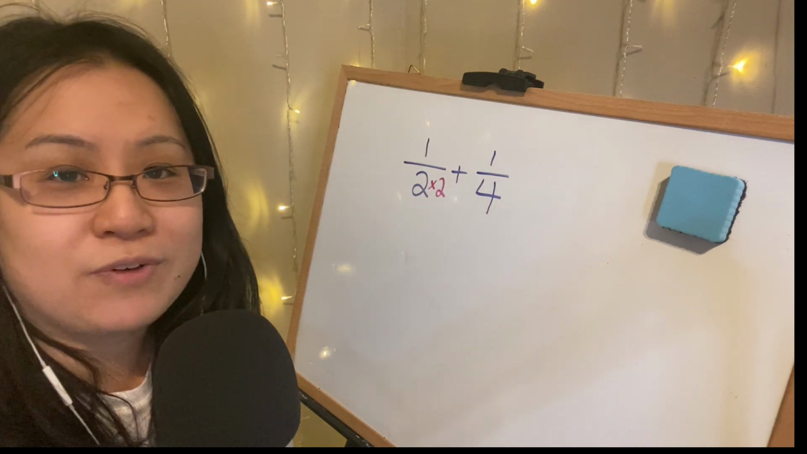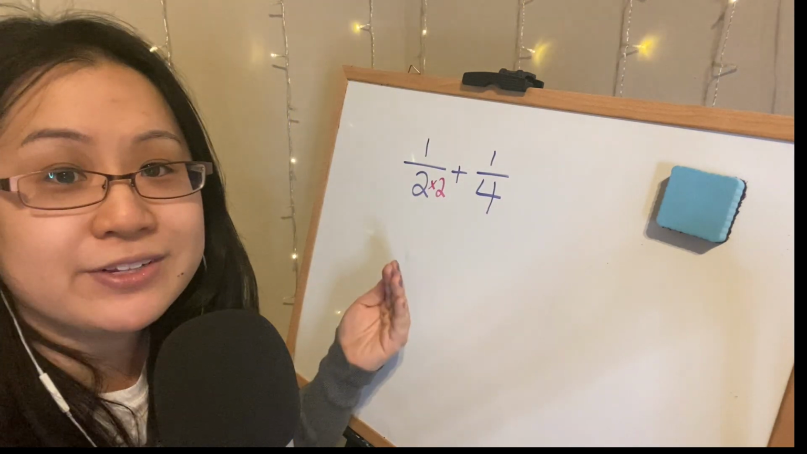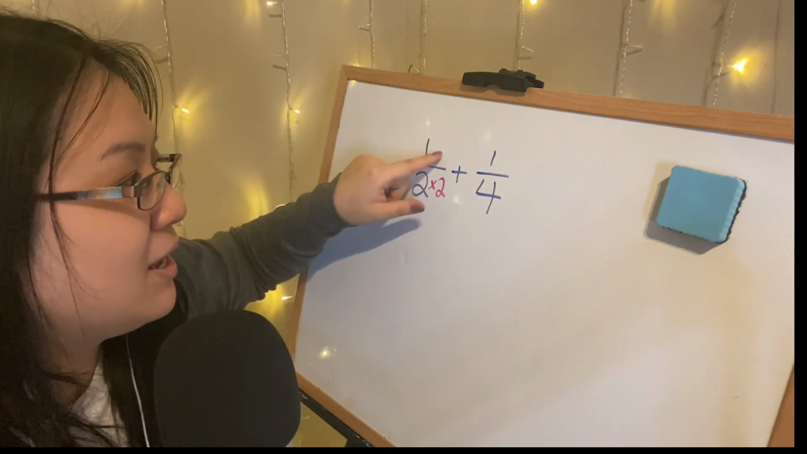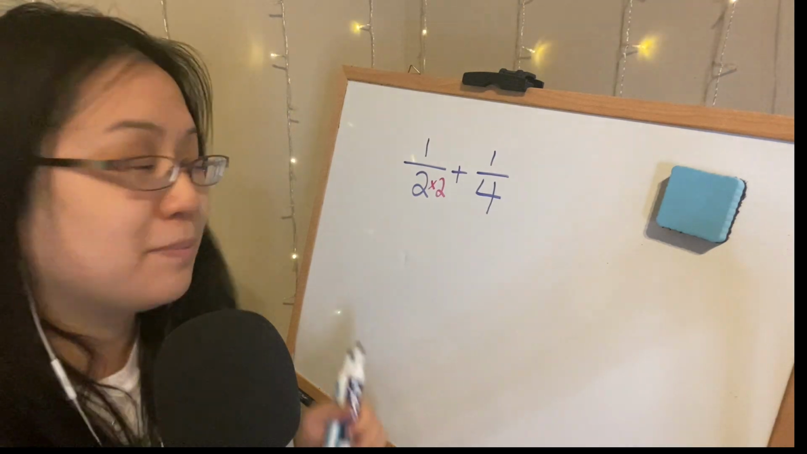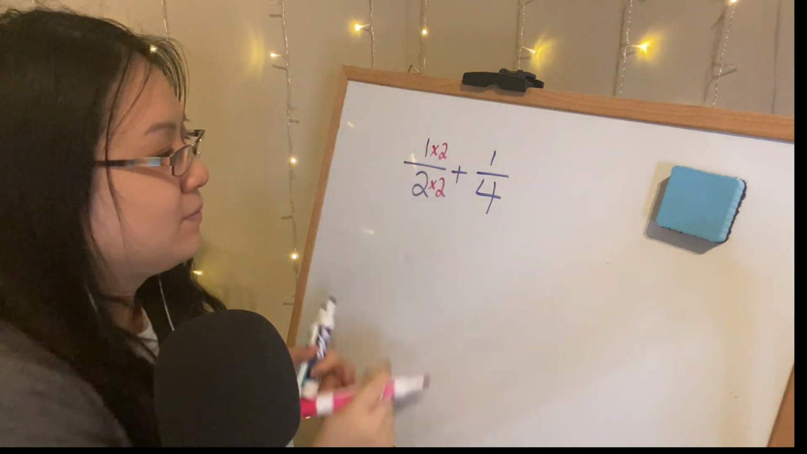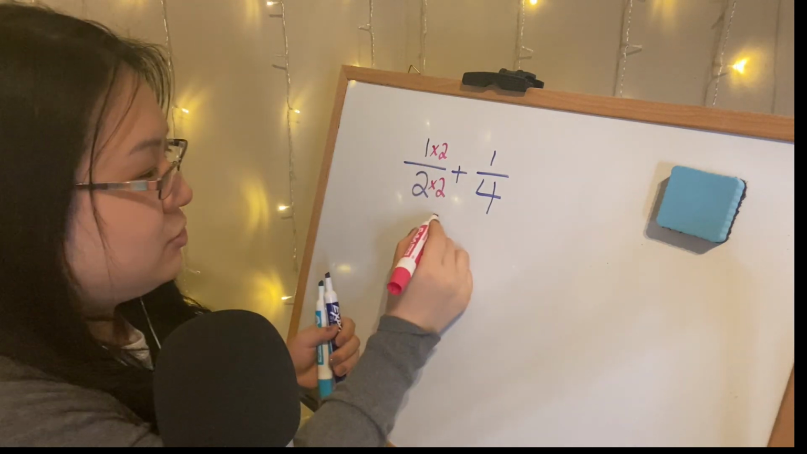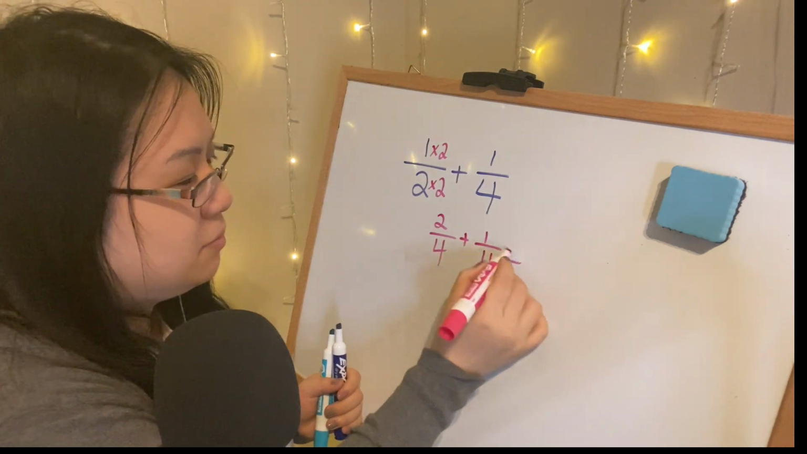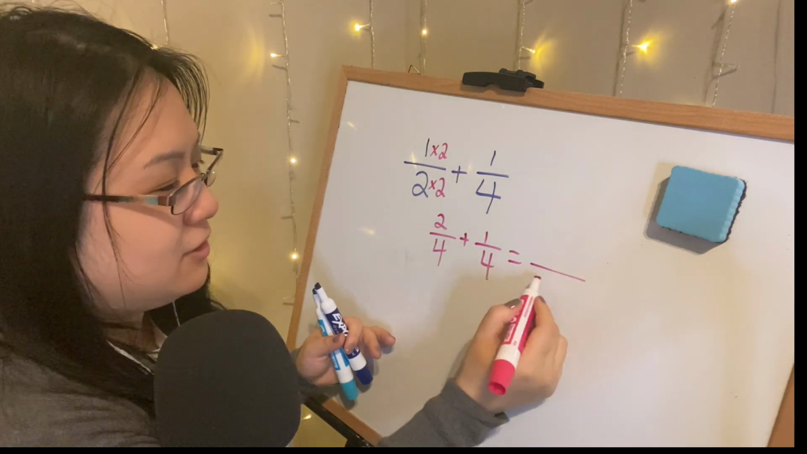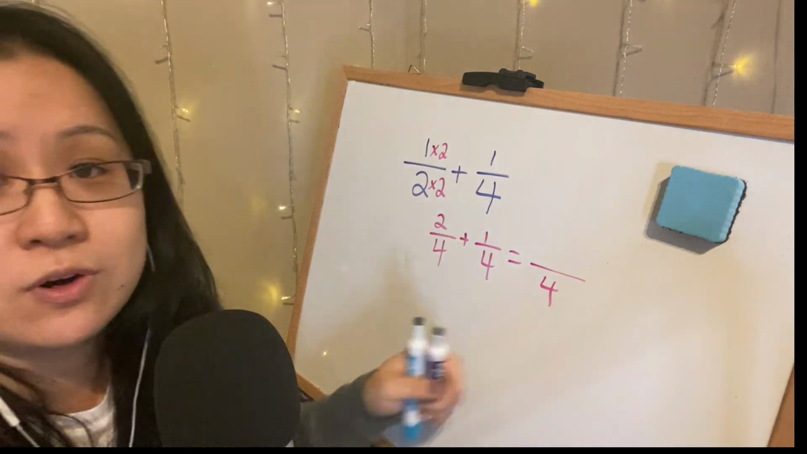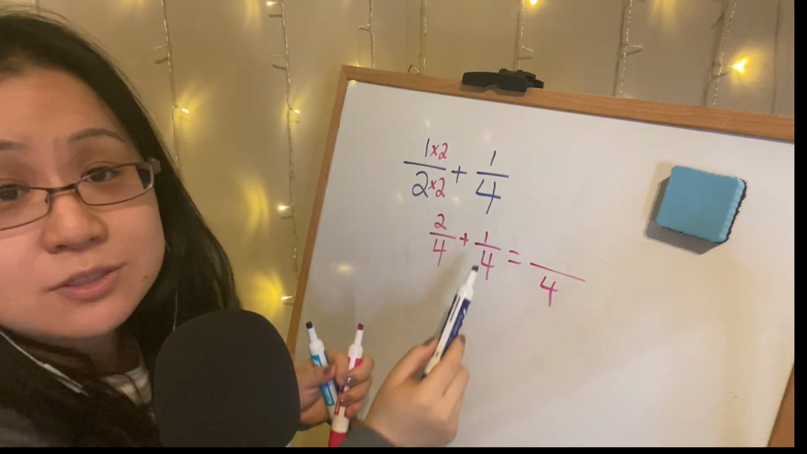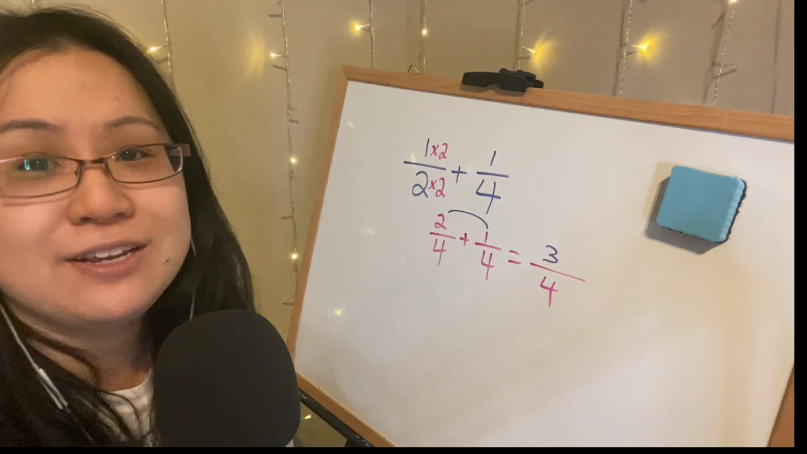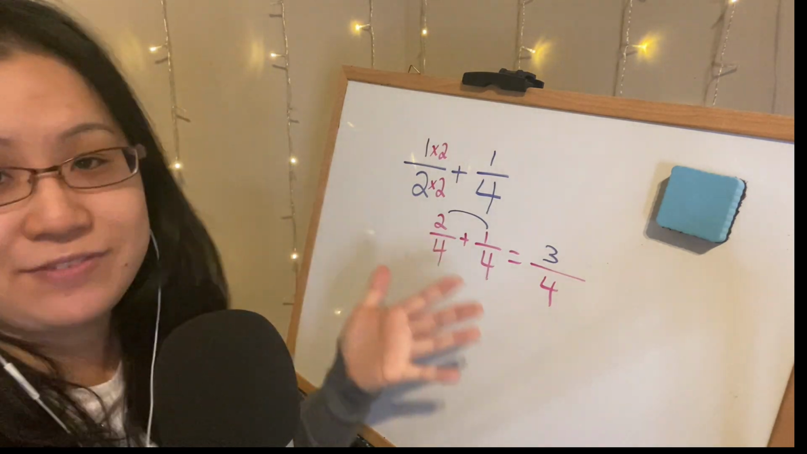But I can't just randomly multiply by 2 because I feel like it. What happens here? Well, because I multiplied the bottom, I need to also multiply the top. So then we would get 2 over 4 plus 1 over 4 equals, and it's 4 all the way across, and then our 2 plus 1 gives us 3. So we get 3/4. Very, very good.